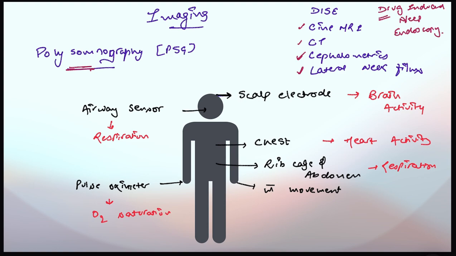In this, we attach scalp electrodes to the patient's head to read the brain activity, at the chest to study the heart activity, at the rib and abdomen for the respiration. Also at the hand to observe the muscle movement. A pulse oximeter is attached to see the oxygen saturation, and an airway sensor at the nasal aperture for the respiration.